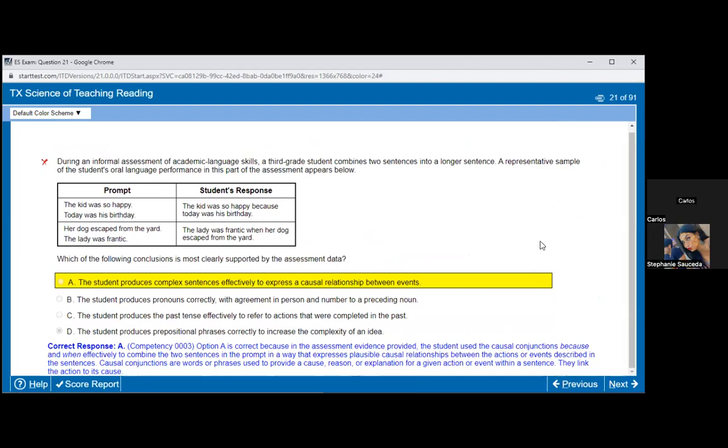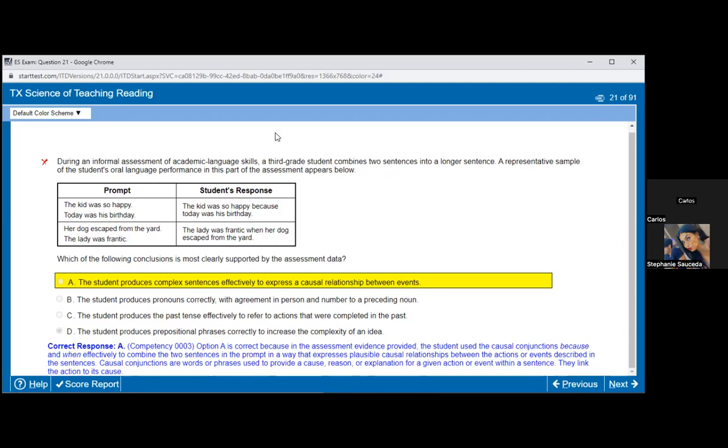Okay, let's take a look at this one. So, during an informal assessment of academic language skills, a third grade, so they've told us several things, keywords and phrases. This is an informal assessment, not formal, but we're checking academic language. This is third grade. A third grade student combines two sentences into a longer sentence. This is sentence combining, a grammar or syntactical activity.